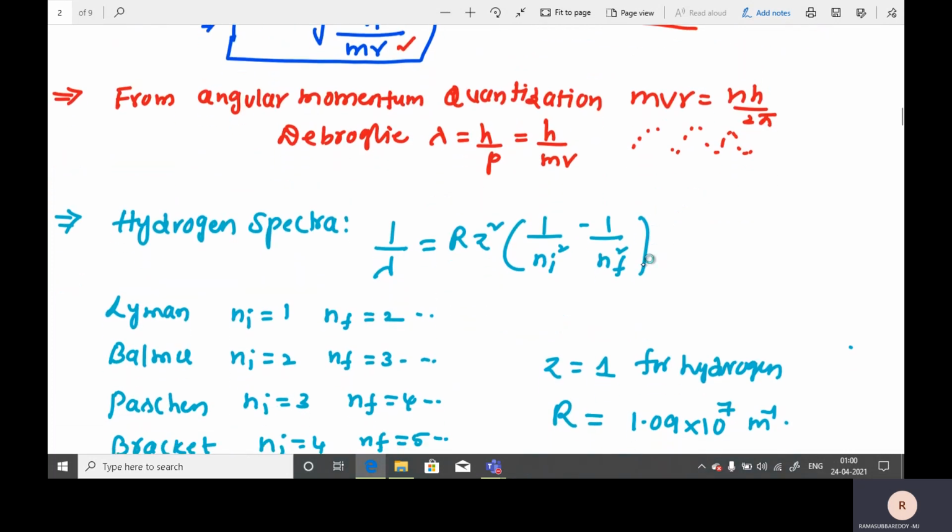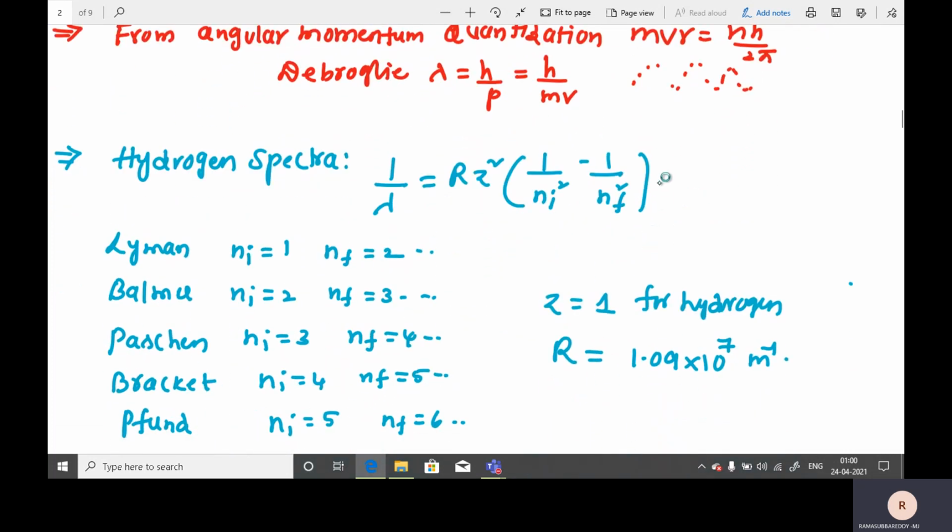That is the de Broglie hypothesis. Okay. Hydrogen spectra. We know this relation found in hydrogen spectra: 1 by lambda is equal to R Z square times (1 by ni square minus 1 by nf square). In this hydrogen spectra, we have Lyman, Balmer, Paschen, Brackett, and Pfund series, their initial values and final values. Then for hydrogen, Z is equal to 1, and R, the Rydberg constant, is 1.097 into 10 to the power of 7.